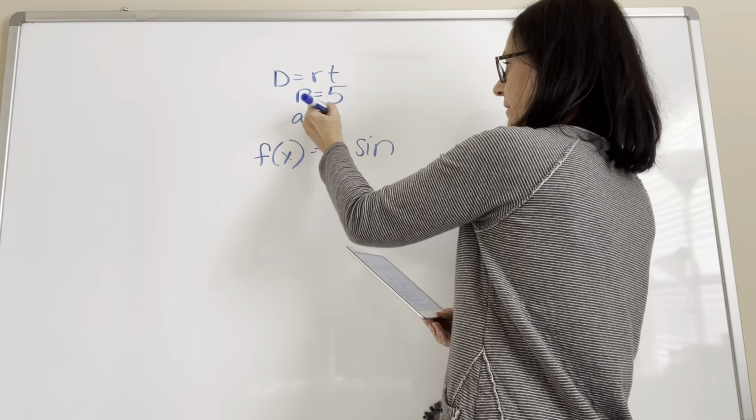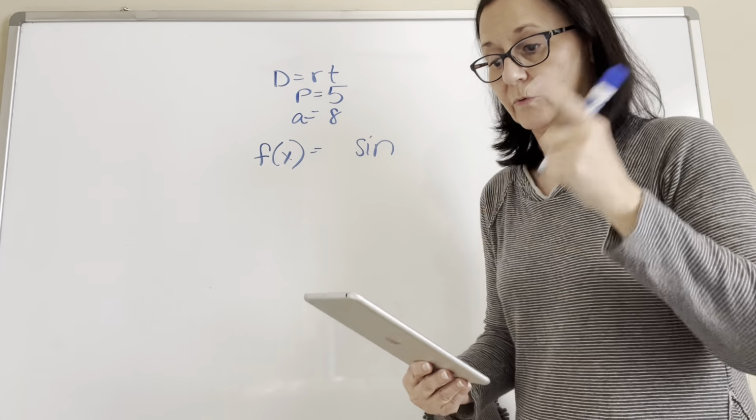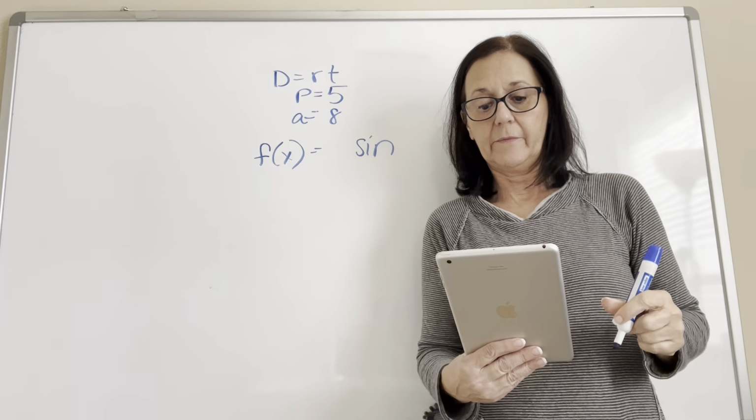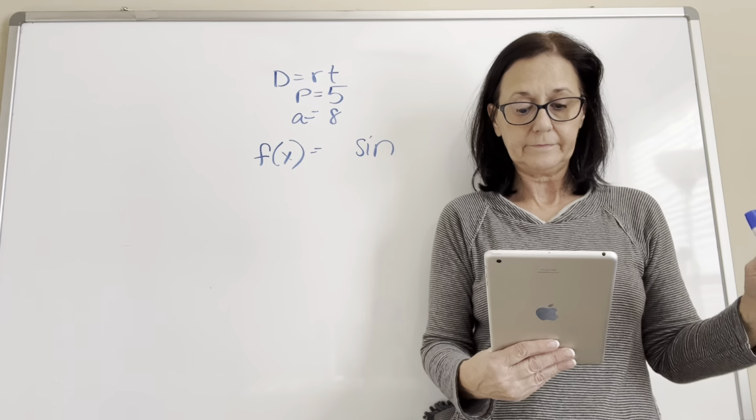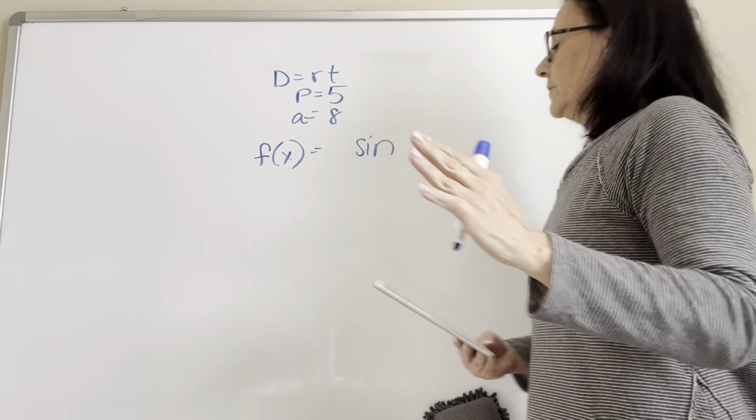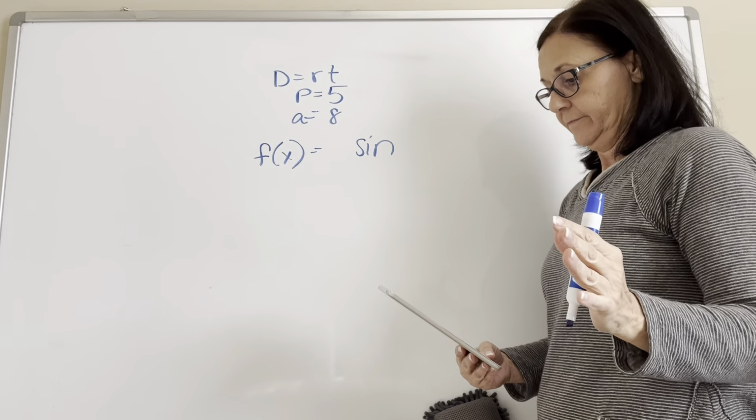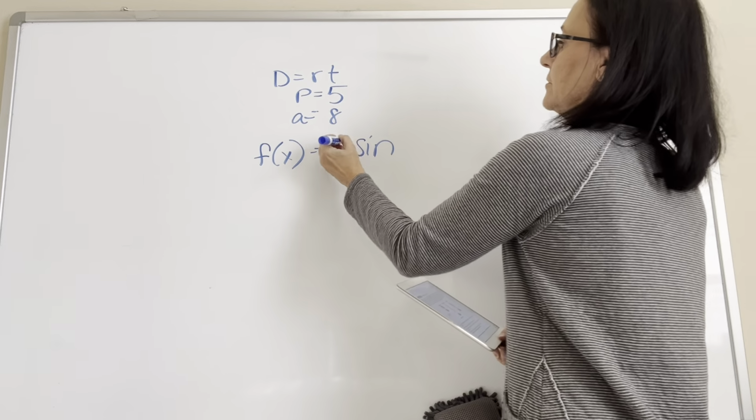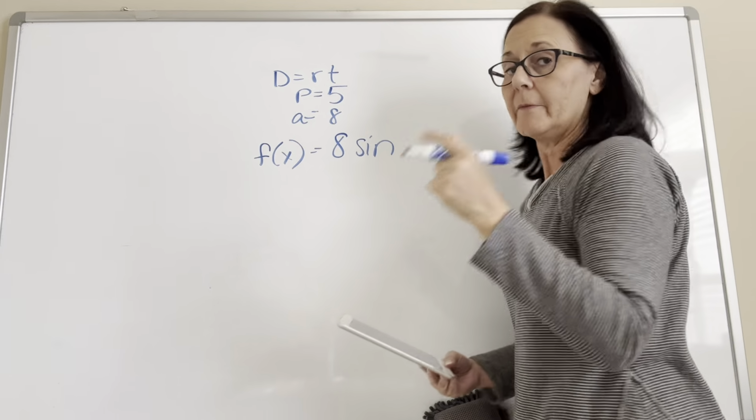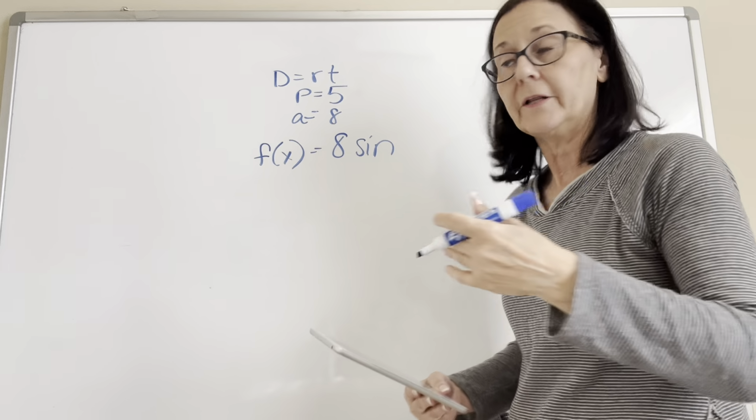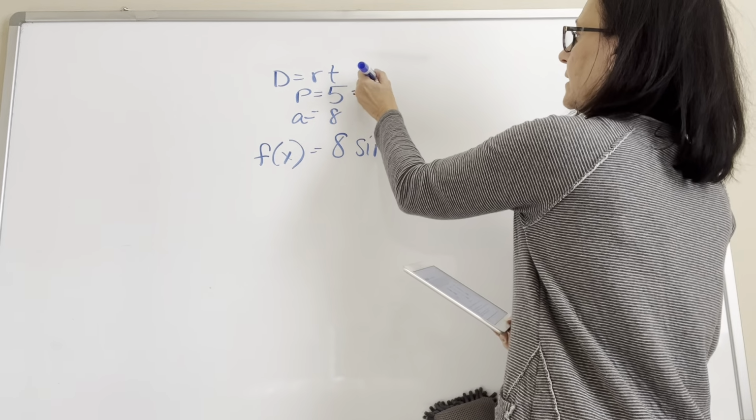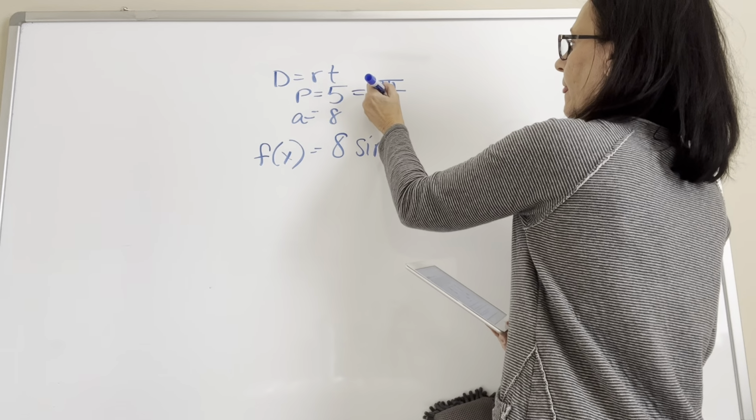Our amplitude is 8. We don't have the B value, but we're going to calculate it. Doesn't look like it's been shifted to the left or the right, so there's no phase shift. All right, so we're going to do 8 times the sine, period. Remember, period equals 2 pi over b. We've got to get the b value to put in the equation. So 5 equals 2 pi over b.